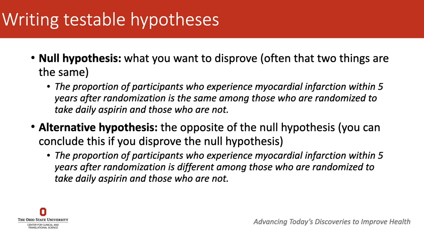An example of a null hypothesis is that the proportion of participants who experience myocardial infarction within 3 years after randomization is the same among those who are randomized to take daily aspirin and those who are not. If a statistical test disproves this hypothesis, we can conclude the alternative hypothesis that the proportion of participants who experience myocardial infarction within 5 years after randomization is different among those who are randomized to take daily aspirin and those who are not.